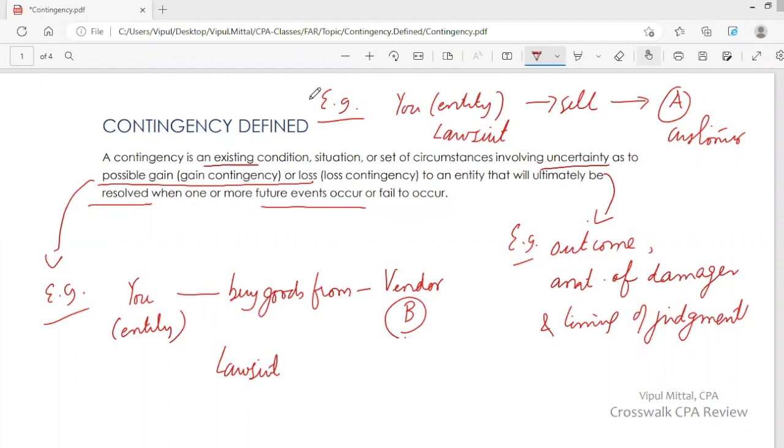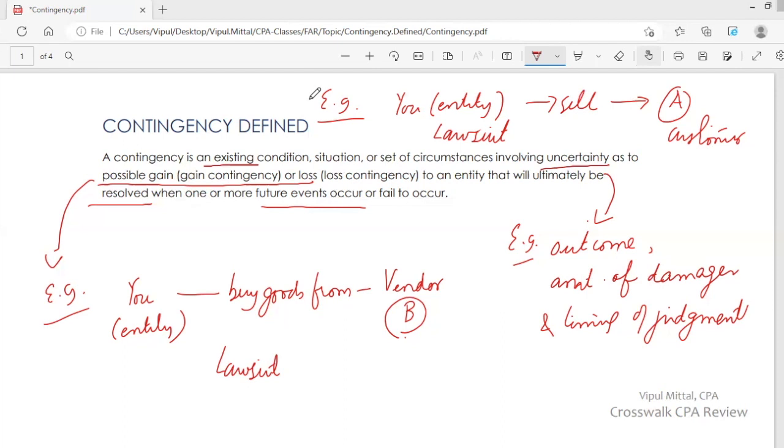You are not sure of the amount of damages. You are also not sure of the outcome of the lawsuit, whether it will be in your favor or not. And also, you're not sure of the timing of judgment. There is an uncertainty as to possible gain. You may receive damages from vendor B. We're talking about possible gain. We are talking about gain contingency.